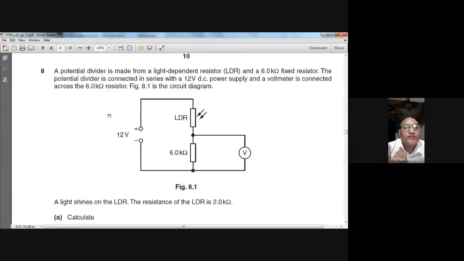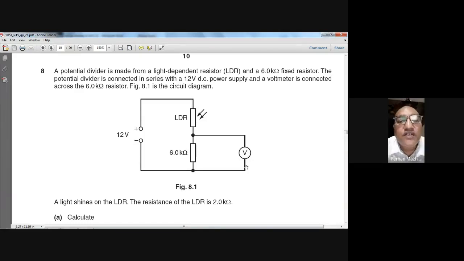Okay. So here we go. Question number 8 is on your screen. A potential divider is made from a light-dependent resistor LDR and a 6K ohm fixed resistor. The potential divider is connected in series with a 12-volt DC power supply, and a voltmeter is connected across the 6 kilo ohm resistor. Figure 8.1 is the circuit diagram. You see, it's a typical potential divider, and this LDR is on the position of R1, and this fixed resistor is on the position of R2, and we have put a voltmeter across R2.